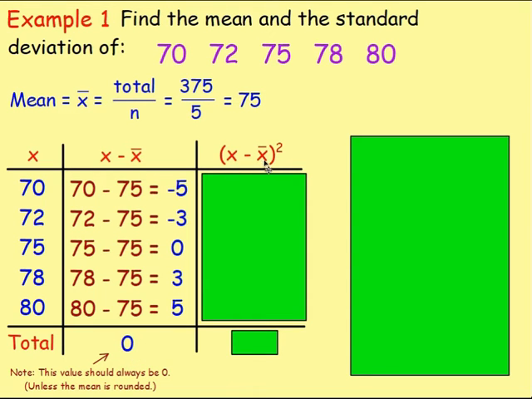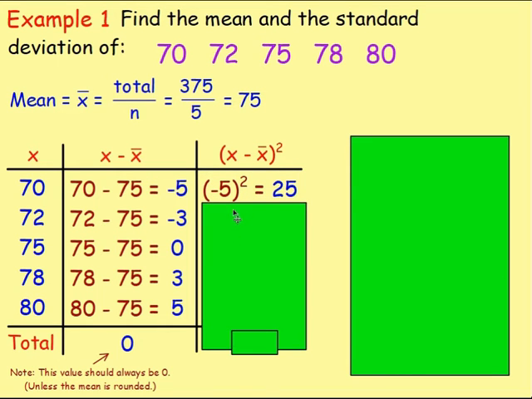After that, you've got x minus x bar in brackets squared. Well, remember, x minus x bar was this column here. So in the first part, we've got the -5, so it's just -5 squared. And remember, two negatives make a positive. Well done. So -5 times -5 gives you positive 25.